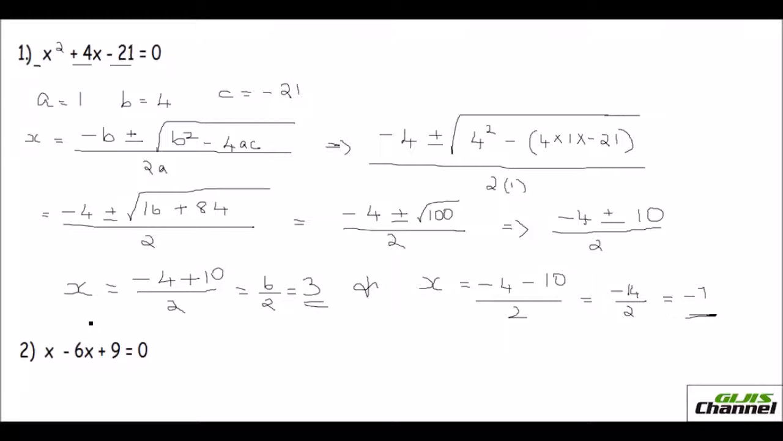If you want to check whether your answer is right, multiply the final answers you have got. That gives you minus 21, and you see that the value of c is minus 21 here. And add them up, you get minus 4, that is 3 take away 7 is minus 4. So here you get the minus 4, which is b. Understood? Okay.